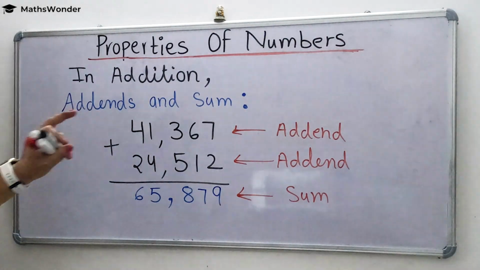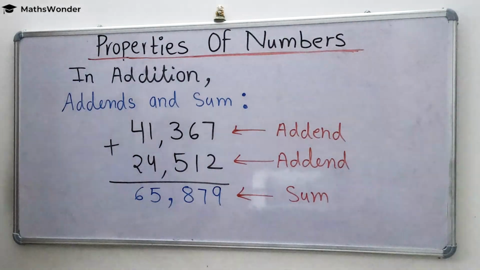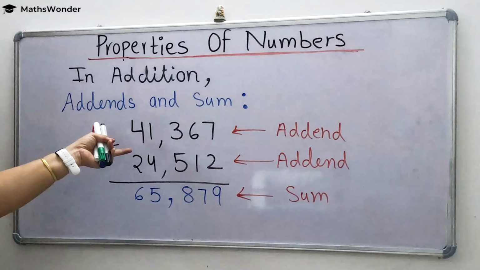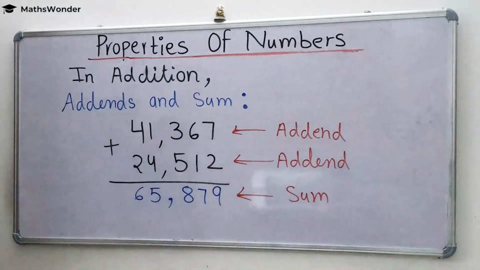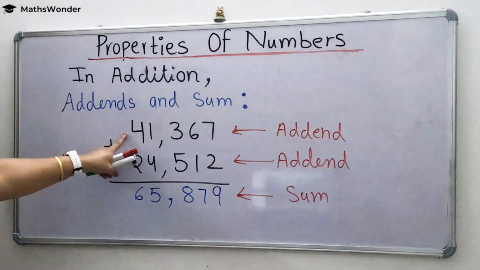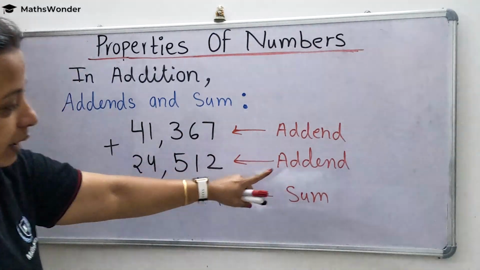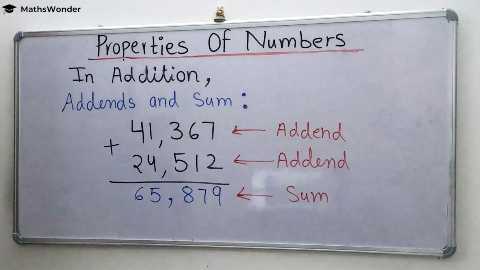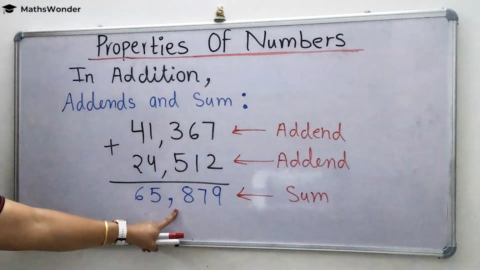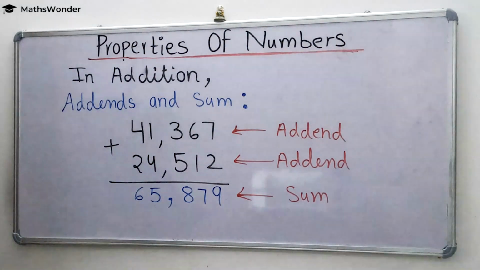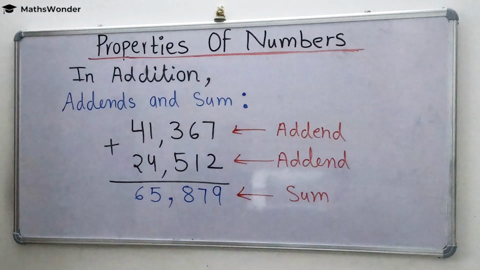So what is an addend? When some numbers are added, maybe here it is 2, maybe we have 3 or 4, each of the numbers to be added is known as an addend. And the result obtained after addition is known as the sum. Understood the words of the addition?